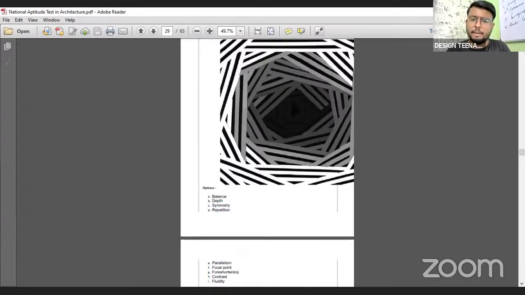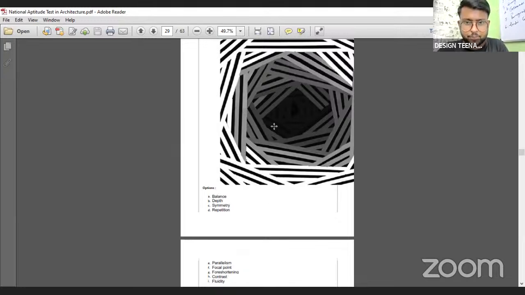Okay, so now we need to go step by step, which is more dominant and very prominent. We can see depth clearly. Is there contrast? Absolutely, there is a use of contrast. So we have got B and H. We really don't know about fluidity and foreshortening. These are very absurd terms which are hard to find. We have focal point. We have parallelism. We have repetition. We have balance, symmetry.